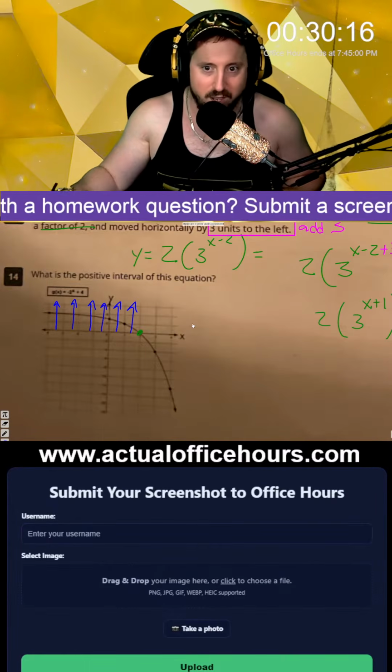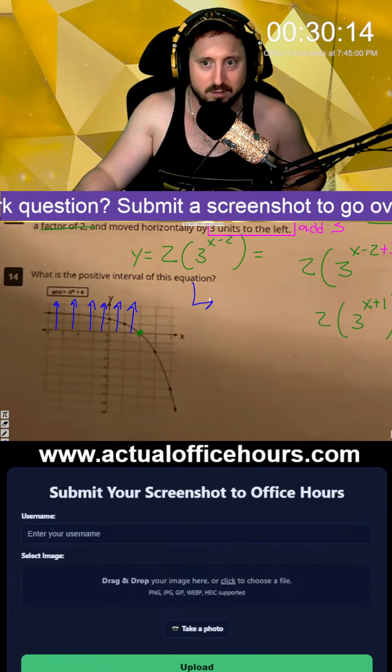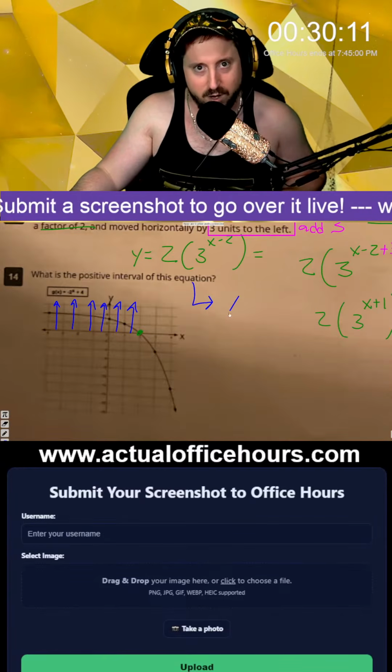Okay, what is the positive interval? I think they mean the positive value for y. I think they mean like y is greater than or equal to 0.